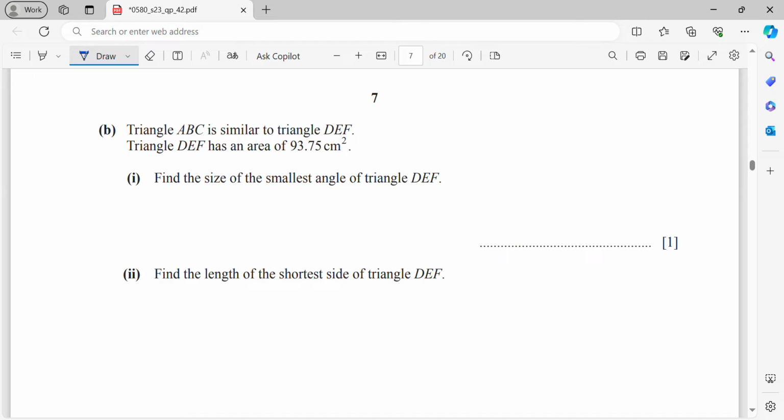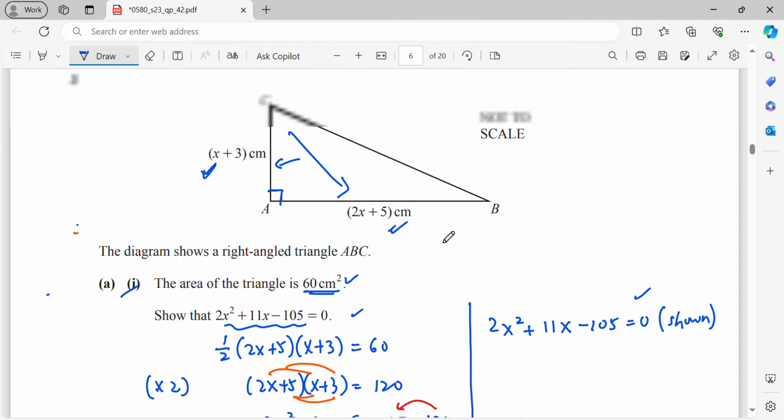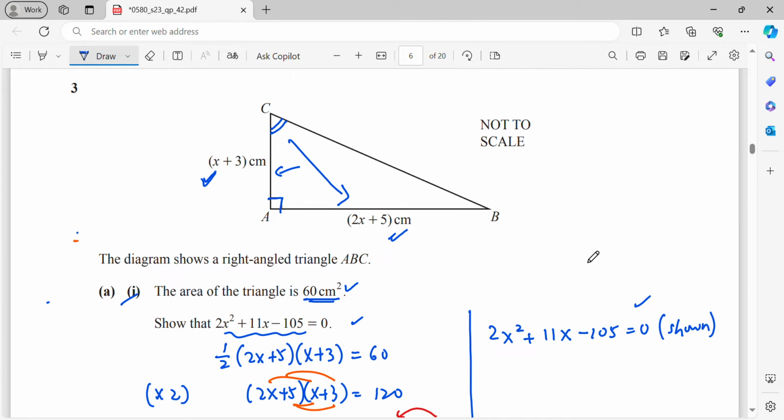Okay, now B. Triangle ABC is similar to triangle DEF. Triangle DEF has an area of 93.75 centimeter squared. Find the size of the smallest angle of triangle DEF. Triangle DEF is not given. Now let's look at here. This is ABC. From here, I need to get the smallest angle, so I need to find what is ABC.